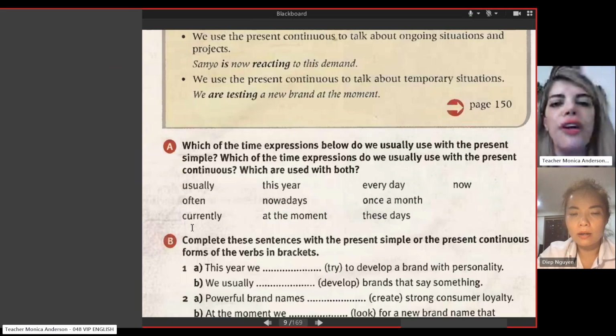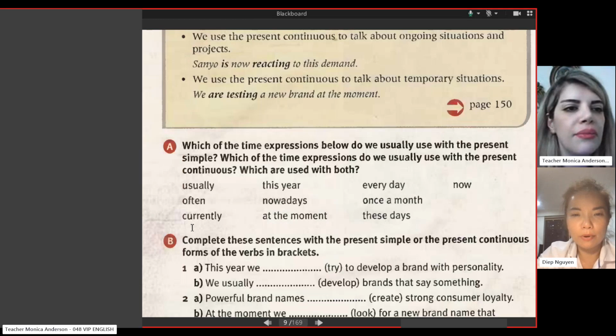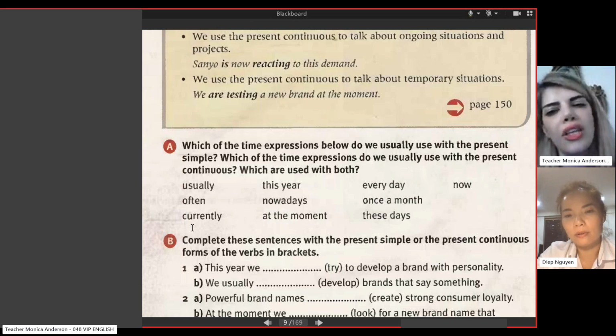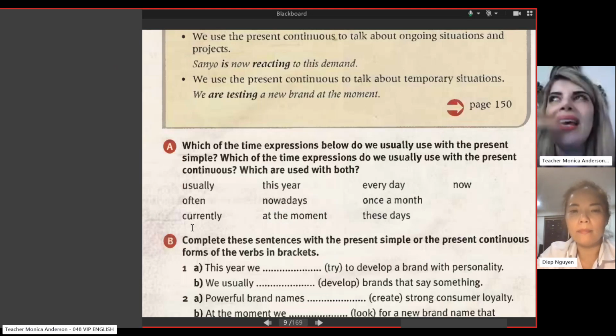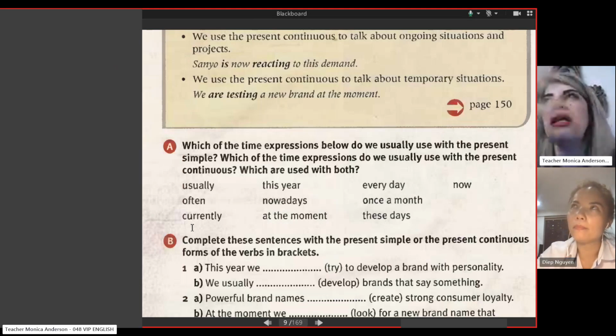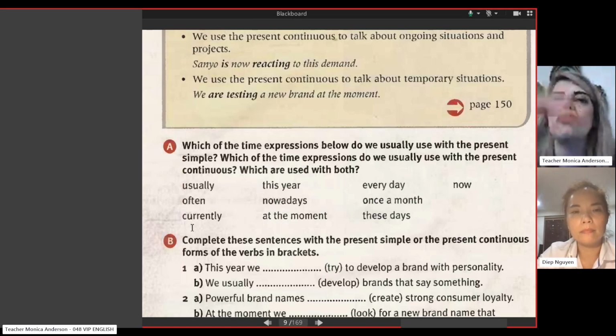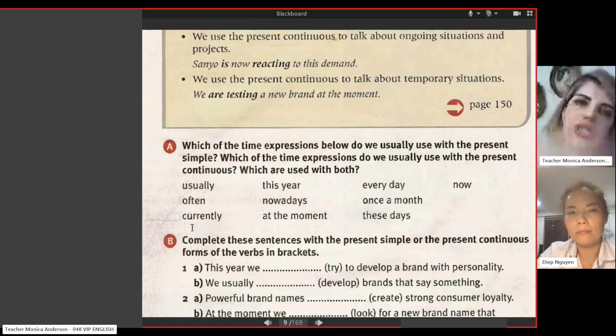This year, of course, continuous. Nowadays, continuous. Very good. And at the moment, simple. At the moment can be used, of course, with present simple and present continuous, both of them can be used. It's something like currently, of course; we can use it for both of them. It's not bad. Of course, we can use present simple for present time, but if you use present continuous, it's okay.